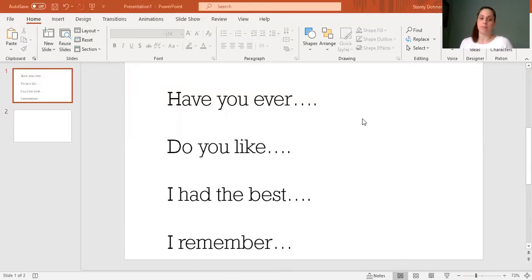And my last example is, I remember. Okay, we're telling a story about something that happened already, right? It happened in the past. So I might say, I remember having a great day at the pond. Or I remember my first time catching a frog. And all 4 of those sentences would be a great start to a story, and they would get our reader interested and wanting to read more.